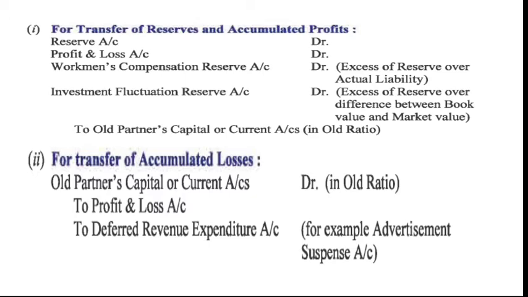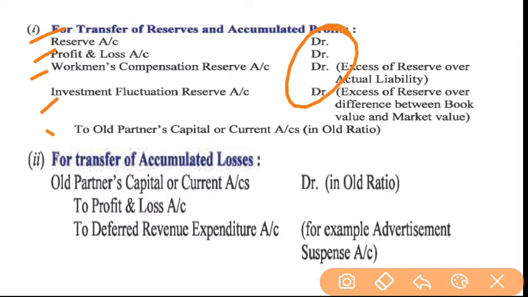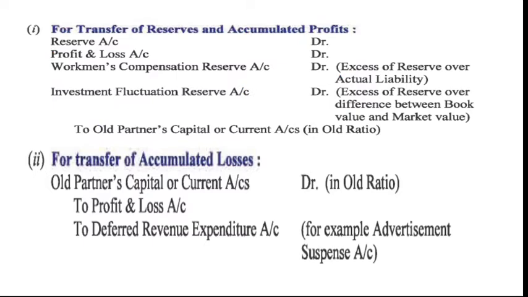First, for transfer of reserves and accumulated profits: all such reserves or accumulated profits will be debited and partners' capital or current accounts will be credited. So all the reserves will be debited and partners' capital or current accounts will be credited, and we will add up all these accumulated profits and reserves and distribute them in the old ratio of partners.